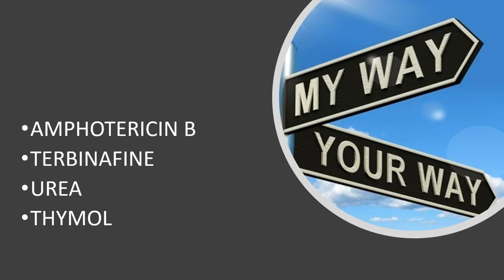My personal topical preference, which is more effective in my opinion and less expensive than alternatives, is to utilize a compounded combination of amphotericin B together with terbinafine, urea, and thymol. This creates a good deal of onychomalacia, and it is very, very effective for the treatment of onychomycosis.